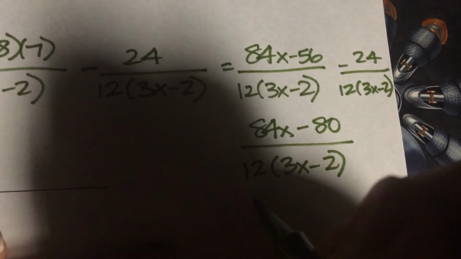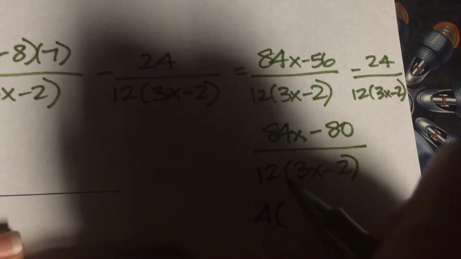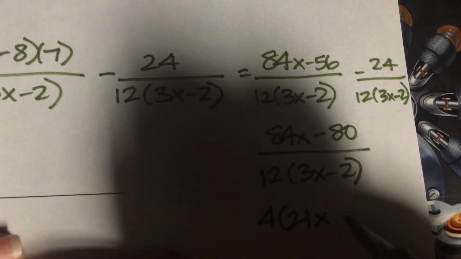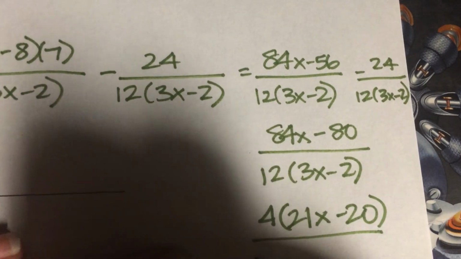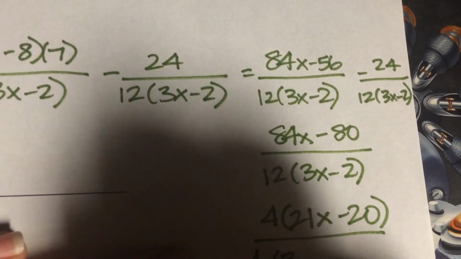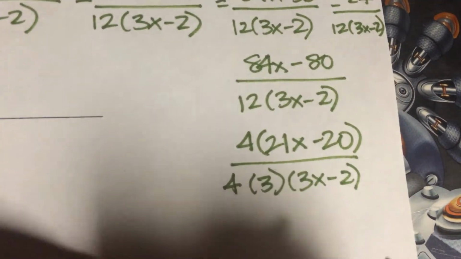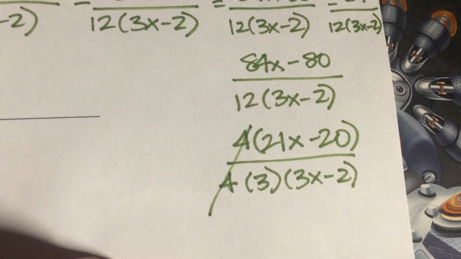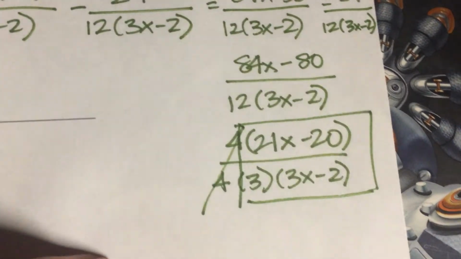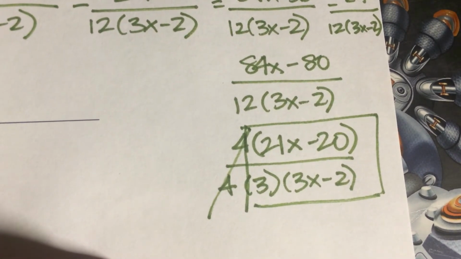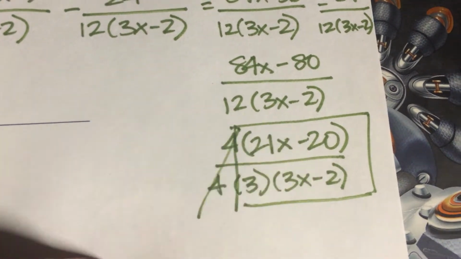So you could pull 4 out of the top, and you'd have 21x minus 20. And if you pull 4 out, you've got 3 times 3x minus 2, because that 4 and the 3 are 12. So those will cancel out, and your final answer would be this right here, 21x minus 20 over 3 times 3x minus 2. Okay, so that means your restriction is just that x can't equal 2/3.